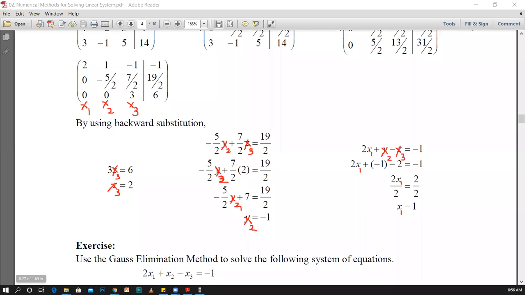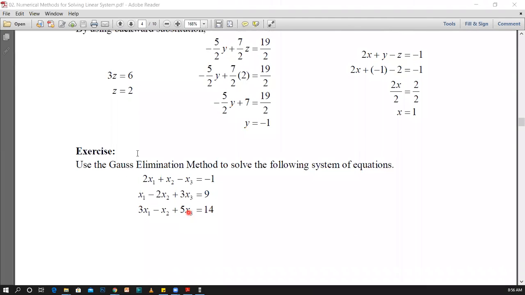And this is an exercise that you can refer to for the Gauss elimination method. You are asked to solve the system of equations using the Gauss elimination method.